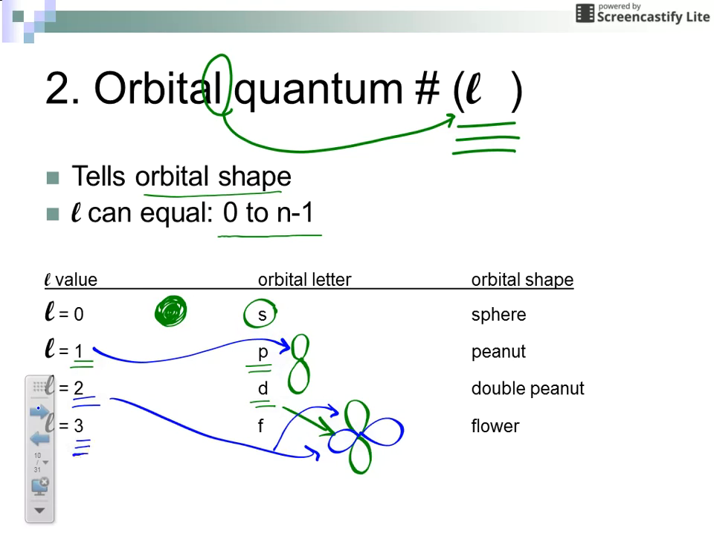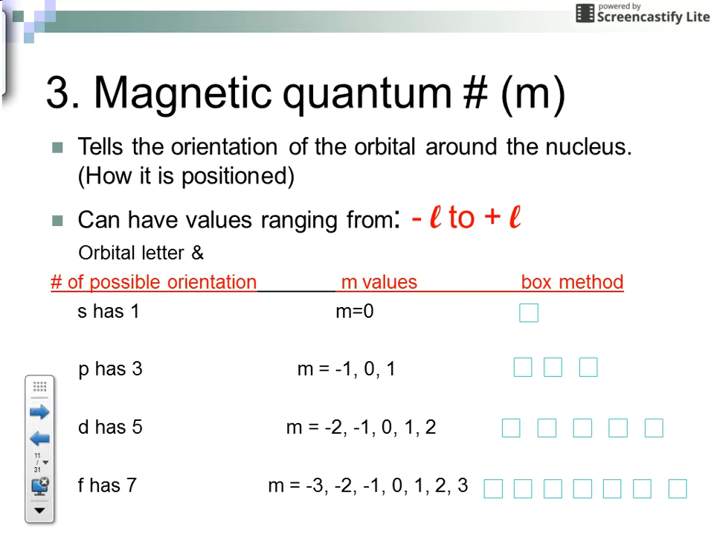If L is equal to 3, that's describing a flower-shaped orbital, your F orbital. Remember, your flower-shaped orbital is like having 3 of your peanuts together. So 1, 2, 3. L equals 3. Your L quantum number describes the shape of the orbital. Whatever L equals corresponds to a specific shape.